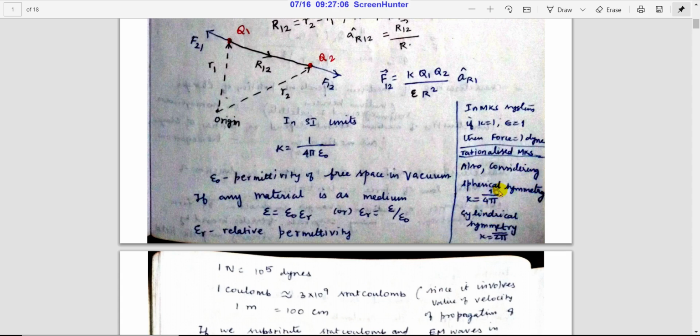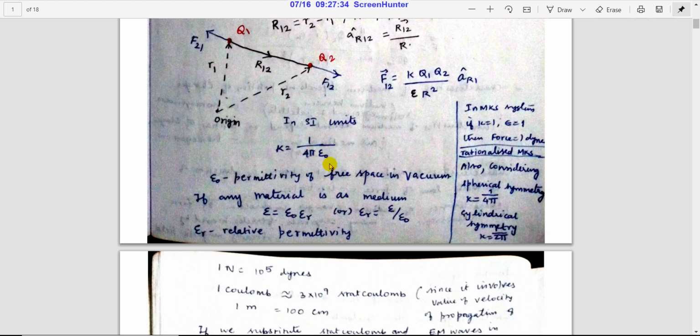So we are just going to replace this K with 1 divided by 4 pi. If you are considering cylindrical symmetry, then it will come as 1 divided by 2 pi. But we are going to deal only with spherical symmetry in our physical problems. So this constant is permanently replaced with 1 divided by 4 pi.